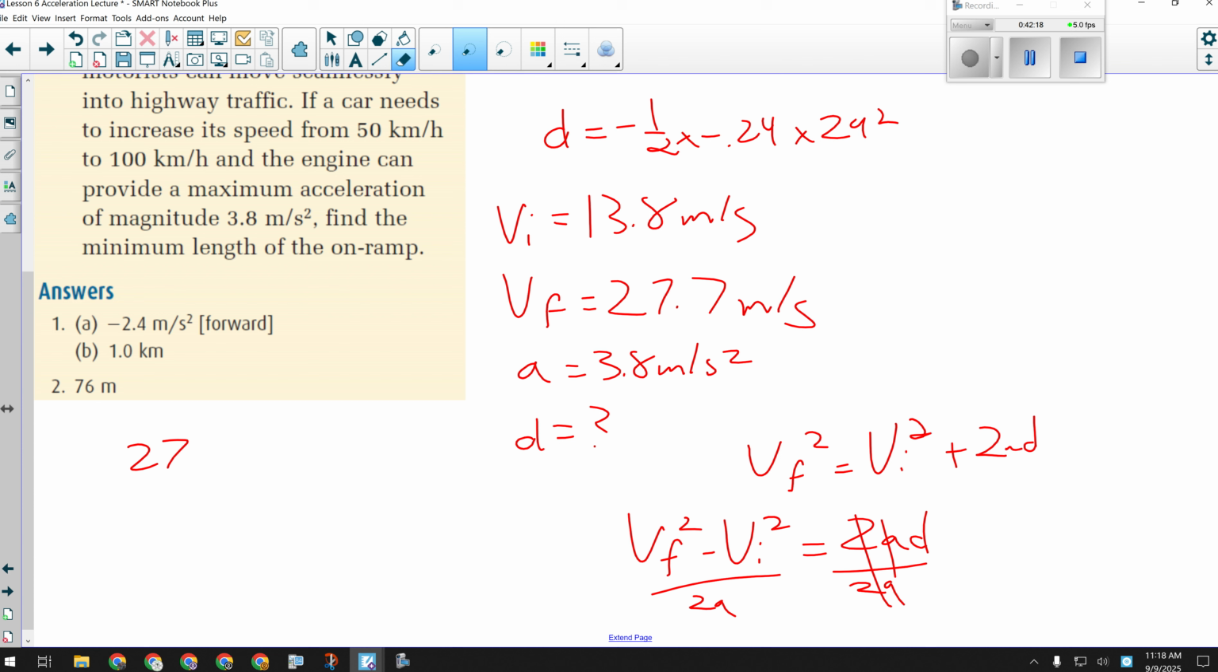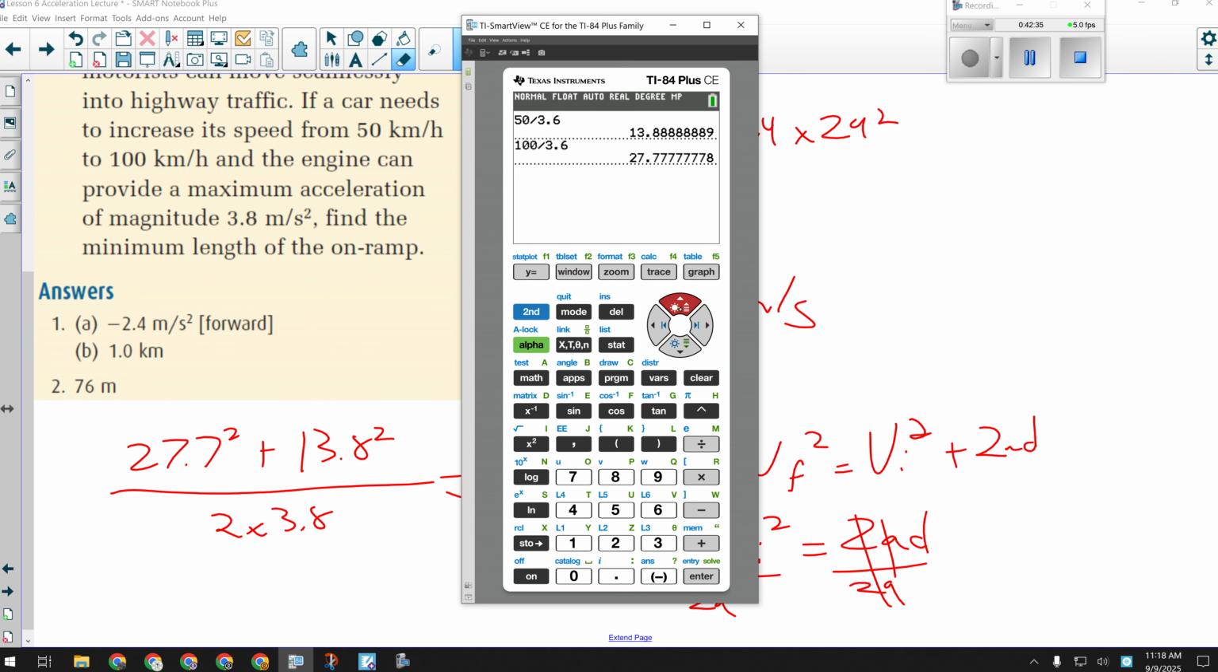So I'll have 27.7 squared minus 13.8 squared, and I will use the non-rounded versions in my calculator, and then I'll divide that by 2 times 3.8. That'll give me the minimum length of that on-ramp. So that number squared minus that number squared, divided by 2 times 3.8, gives 76 meters long. Questions on that one?